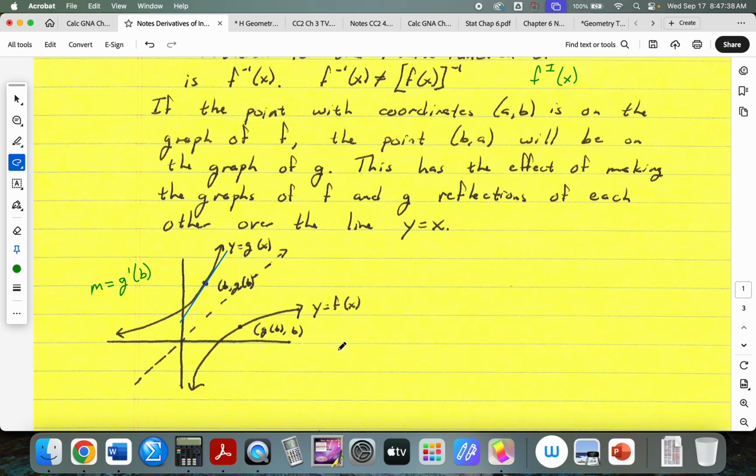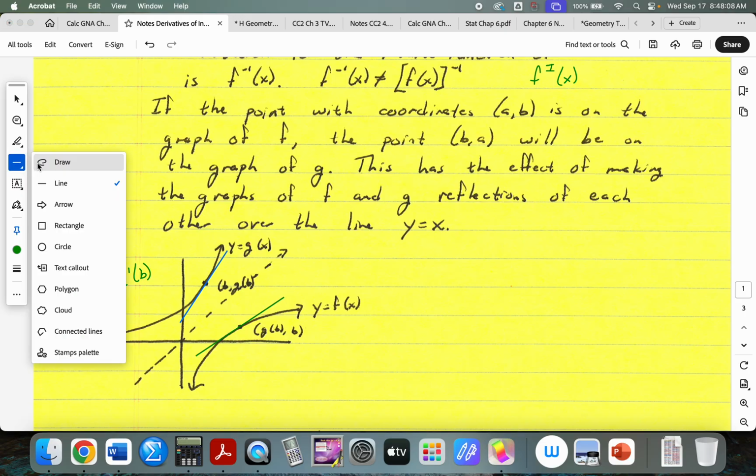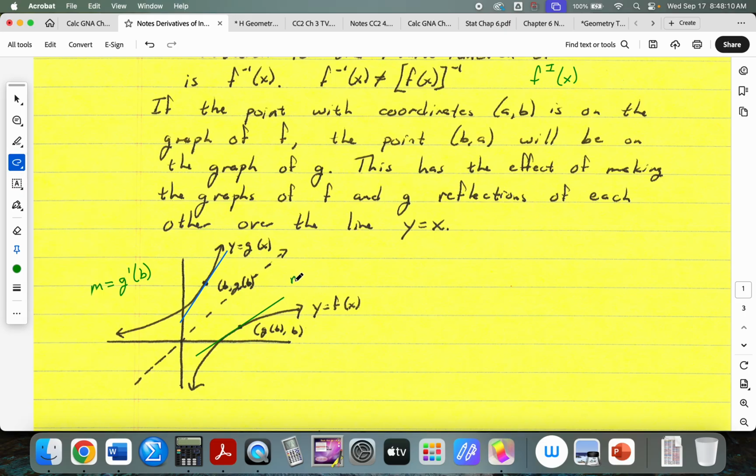Not a big deal. Now, if this graph goes to the point b, g of b, then there is a corresponding point on the inverse that I'm calling f here, which has coordinates g of b, b, right? It's going to be the opposite order. If I draw its tangent line in at that point, it'll look something about like that. And the slope of that line will be f prime at g of b.